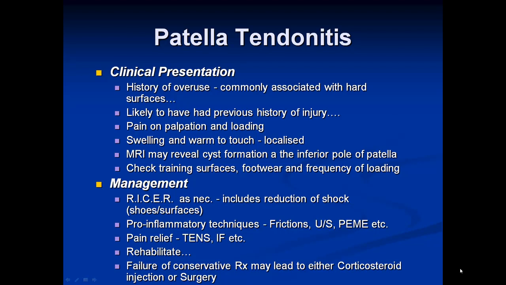They may have had a history of previous injury within the area, and this may be an acute injury on top of a chronic history. They often have pain on direct palpation of those two points, or if not in non-weight bearing, definitely with loading. There may be a small amount of swelling around the area, and the inflammatory sign may be the heat as well. An MRI may reveal a cyst at the inferior pole.